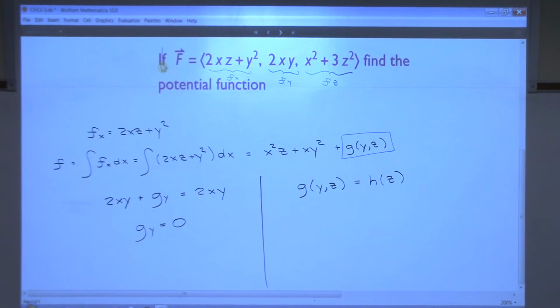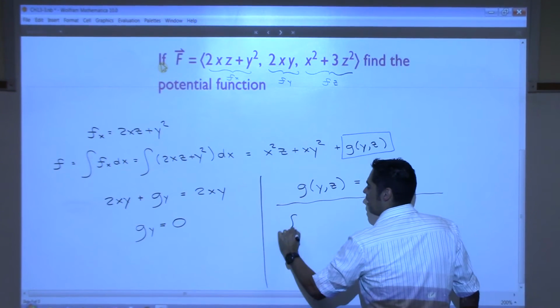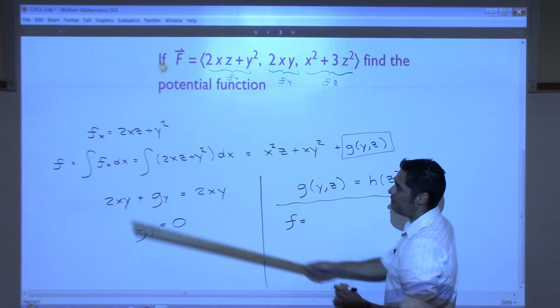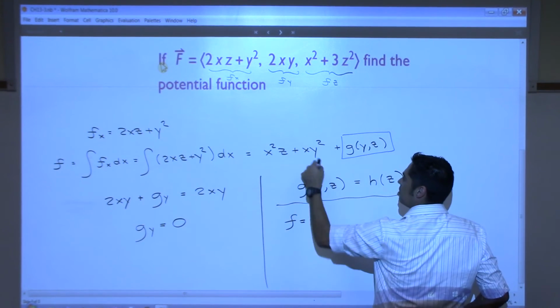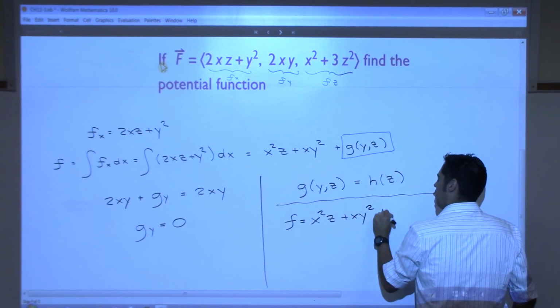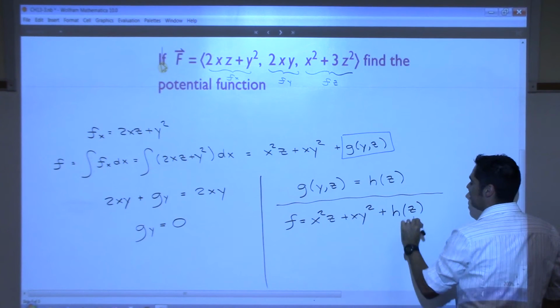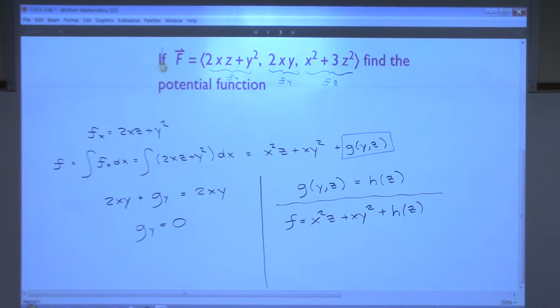Okay, let me summarize where we are so far. I know that f turns out to be this plus this, but I know for sure now that that could, at the worst, have z's only. And maybe numbers, 5 or something, pi. It just can't have any y's. Now what?